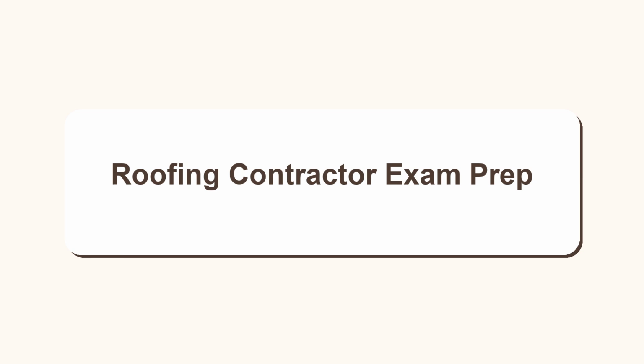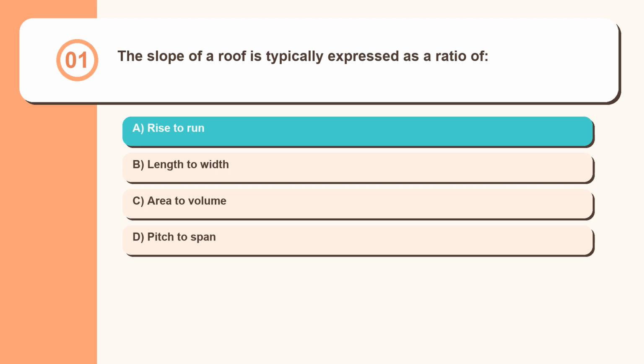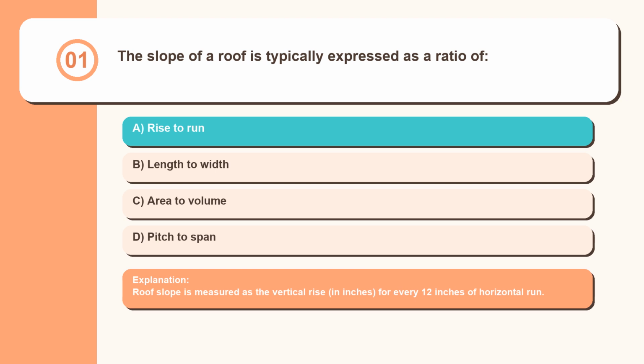Roofing Contractor Exam Prep. Question 1. The slope of a roof is typically expressed as a ratio of rise to run, length to width, area to volume, pitch to span. Roof slope is measured as the vertical rise, in inches, for every 12 inches of horizontal run.